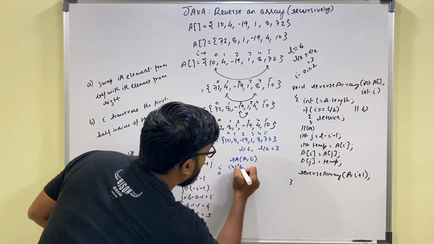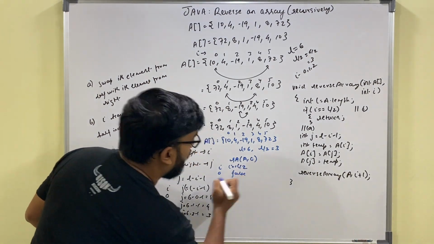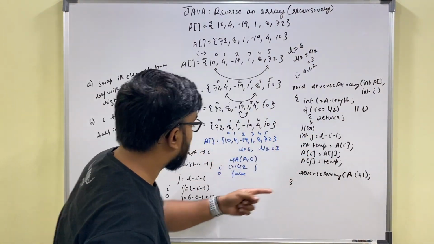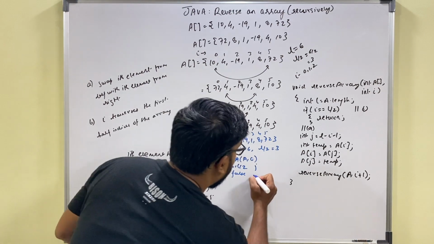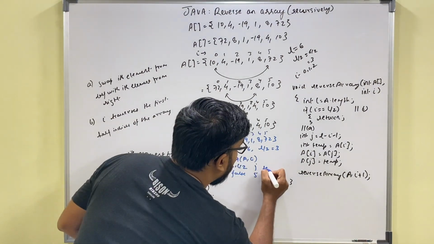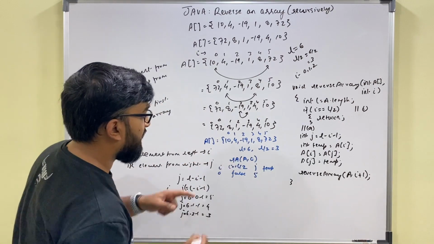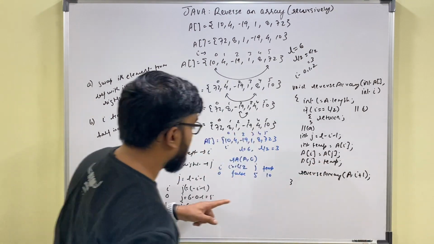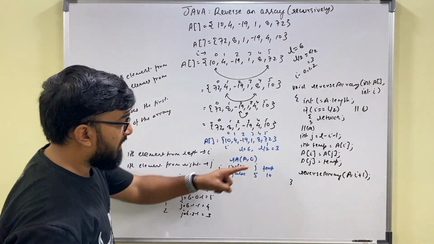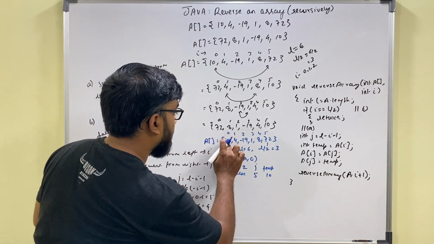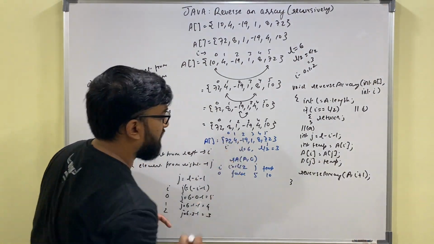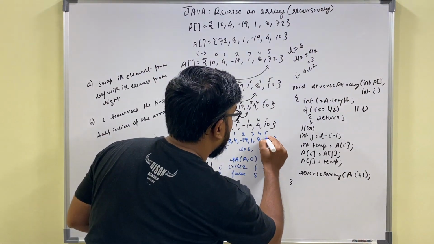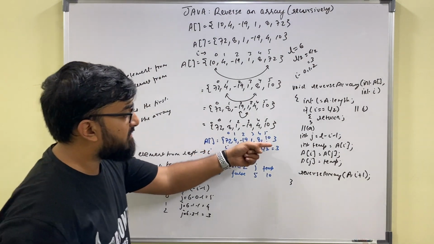I equal to L by 2, for I equal to 0, is false. So we come here. J is L minus I minus 1, which is 5. We have temp as A of I, which is 10. A of I is A of j, j is 5, j is here. A of I becomes A of j, this becomes 72. And then A of j is temp, this becomes 10. So the values at index I and j are swapped.